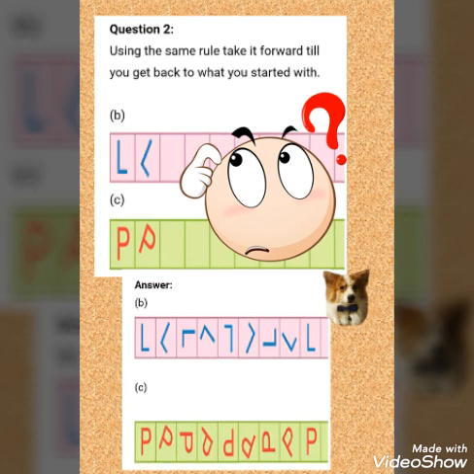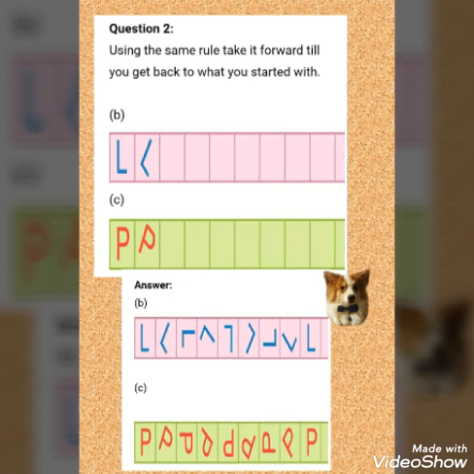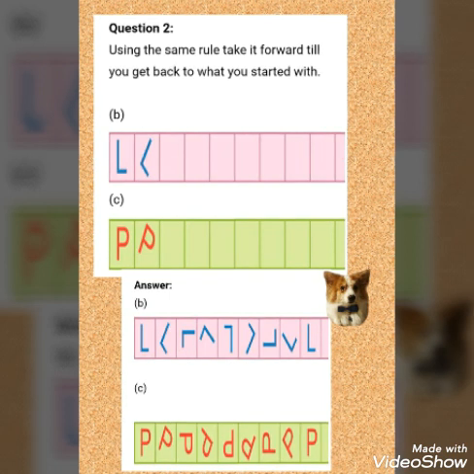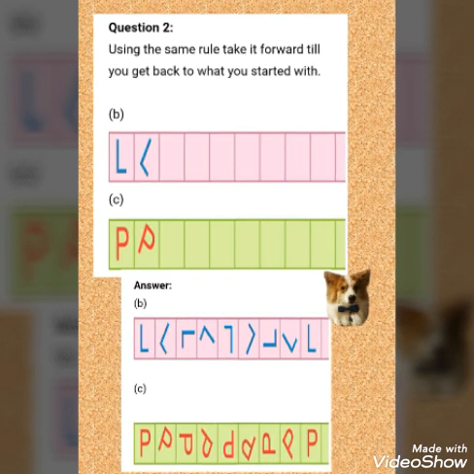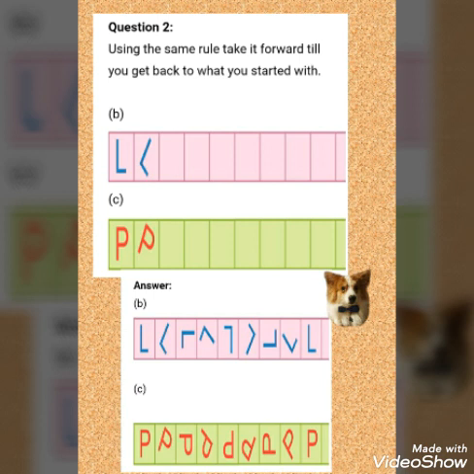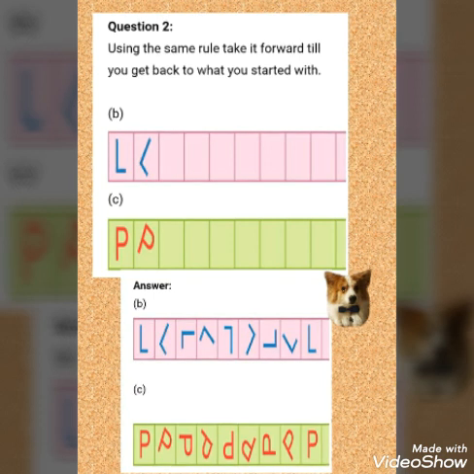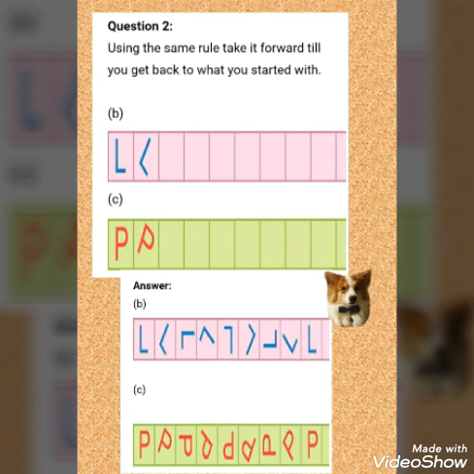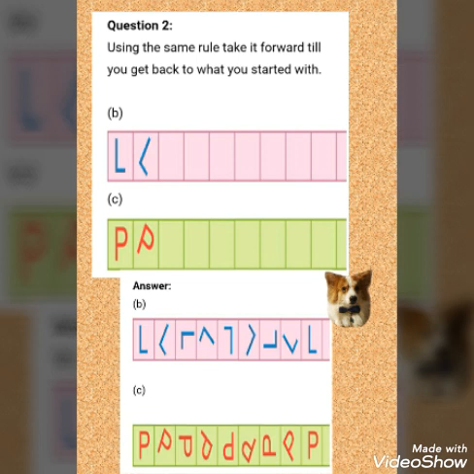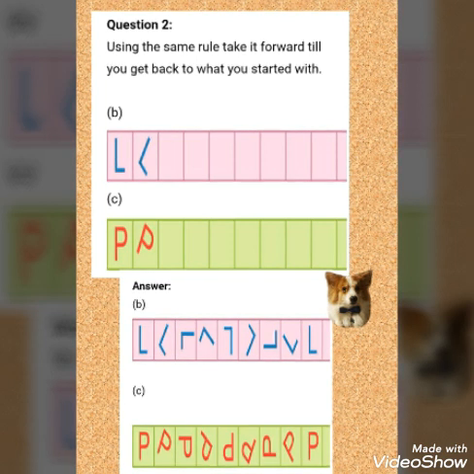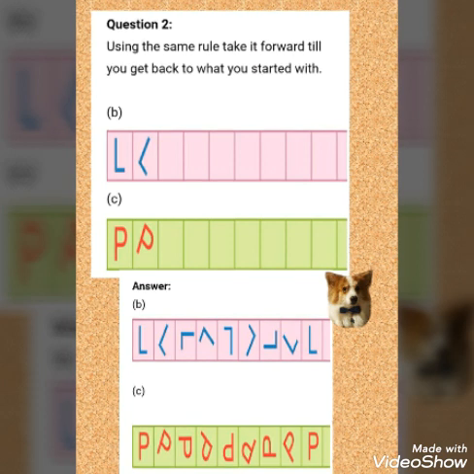Using the same rule, take it forward till you get back to what you started with. Means if we are starting with L, I want L back. So it is rotating clockwise. The L is rotating clockwise. I will stop when I get the L letter back. Similarly, you can see the answer. Small we are tilting down, and then when we have got back L, we will stop there.